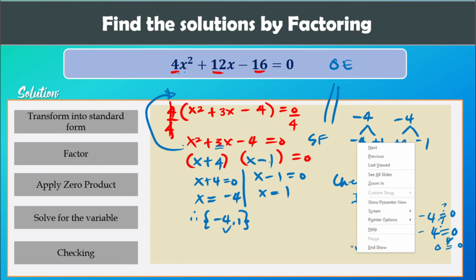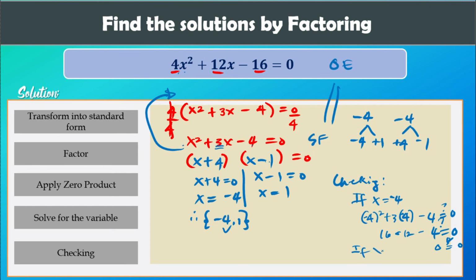If naman, x natin is 1. X equals 1. So, substitute natin sa formula. Magiging 1 squared plus 3 times 1 minus 4, is it equal to 0? 1 squared is 1 plus 3 minus 4. Okay, continue natin dito ha. So, 1 plus 3 is 4 minus 4. So, 0 is equal to 0. Ibig sabihin, tama yung answer natin na negative 4 and 1.